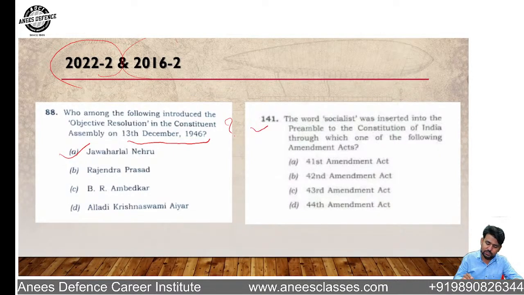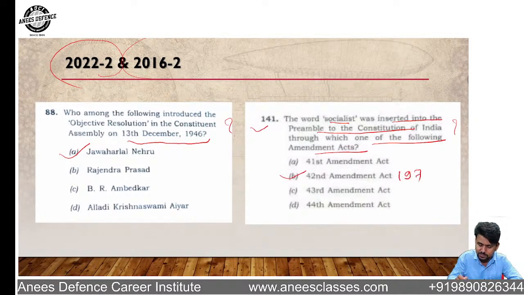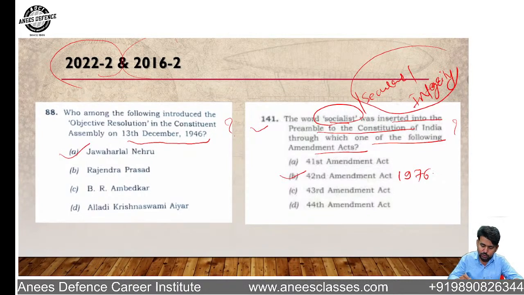Then question number 141, if you see, they ask, the word socialist was inserted into the preamble of the Constitution of India through which of the following amendment acts? Yes, we just saw that it is the 42nd Constitutional Amendment Act 1976, which added the word socialist. Is it socialist only? No. Also secular, also integrity. These are the words which were added in the constitution later on by way of 42nd Constitutional Amendment Act.